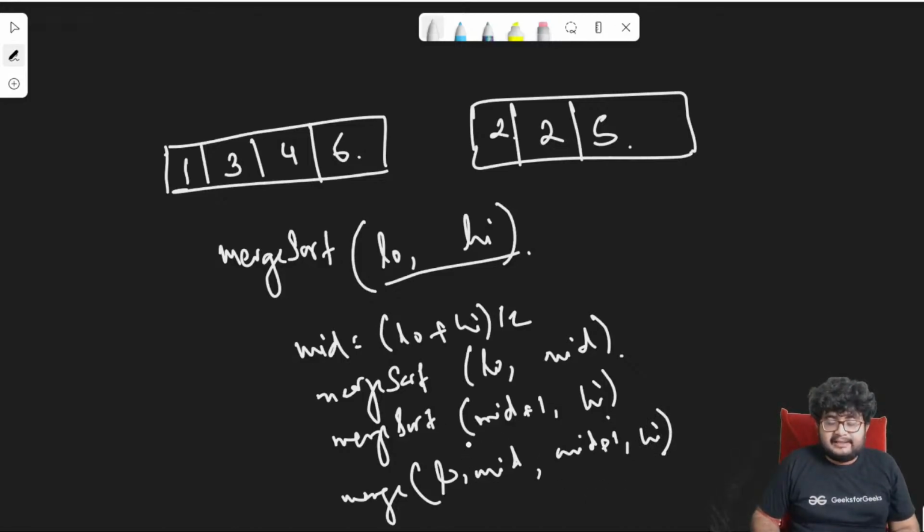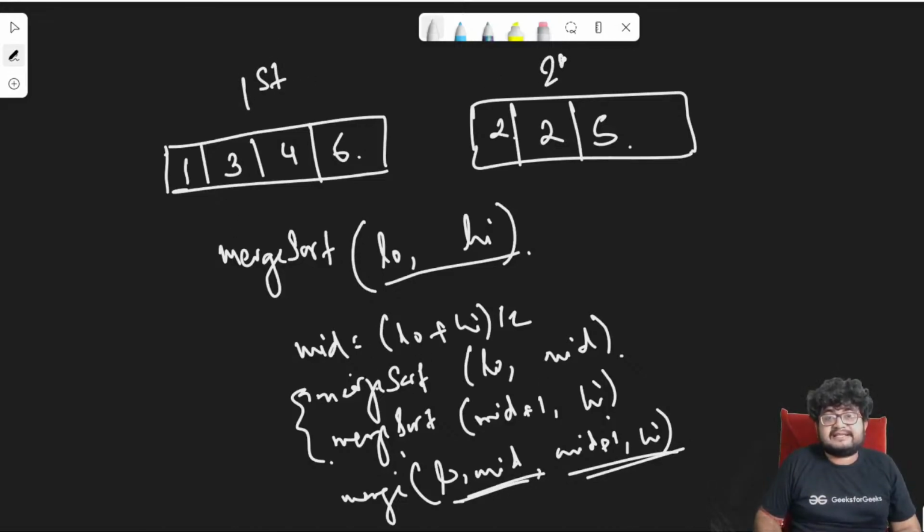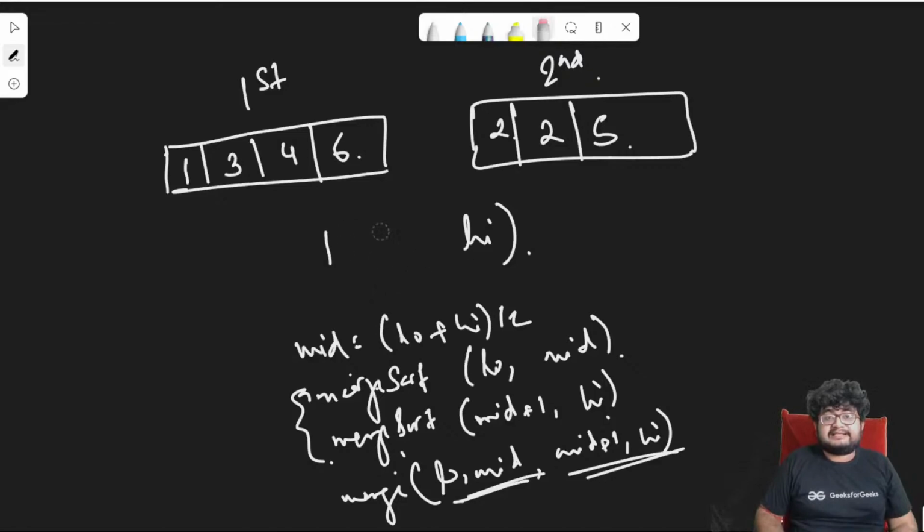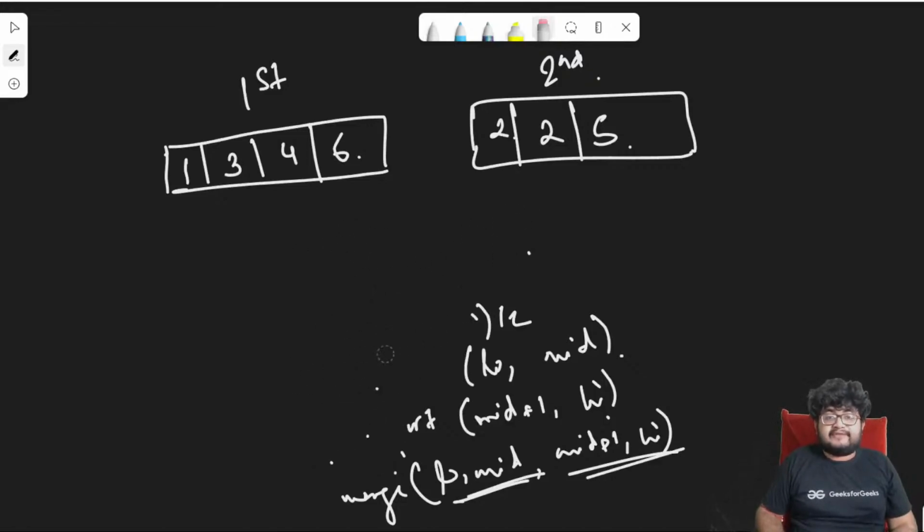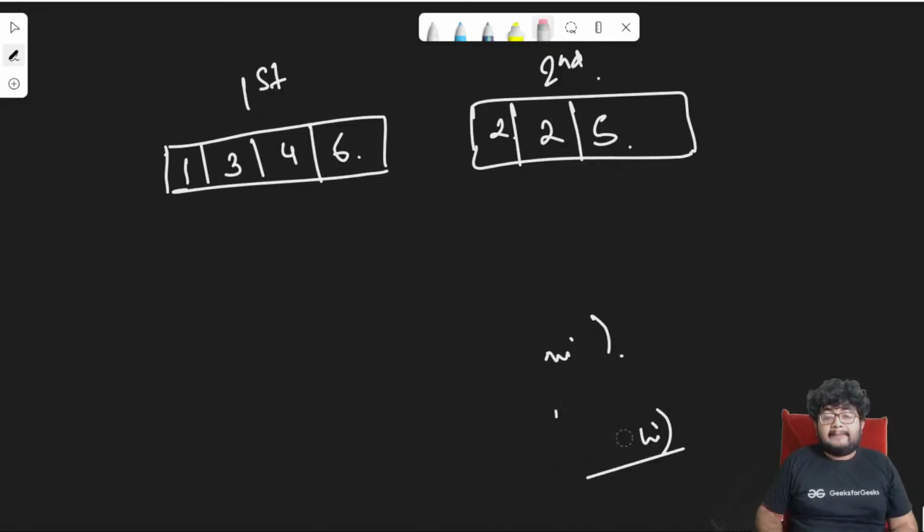What does this mean? In the current state, after the left and right parts are sorted, we are calling merge on the first half and the second half. We will only count inversions at this level right now. What is the inversion that is remaining? That is the cross inversion. What do I mean by cross inversion?